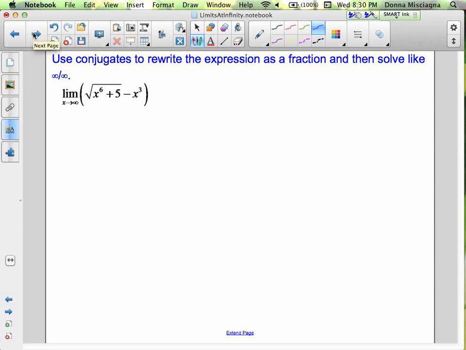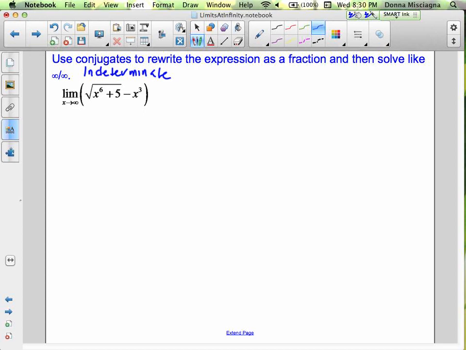Right, so here we have the limit of the square root of x to the 6 plus 5 minus x cubed as x approaches infinity. Again, this is an indeterminate limit because you've got a radical function that will approach infinity as x approaches infinity. It's going to keep increasing, not particularly fast, but it will keep increasing. And so is x cubed.